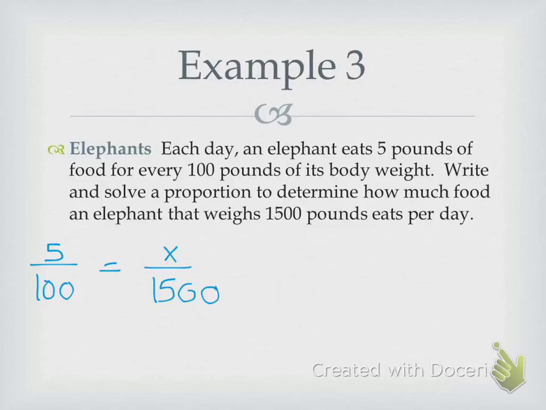Perfect. And then who used algebra to solve? Anybody use algebra? Anybody use equivalent ratios? Yeah, that's the one I would use too. So equivalent ratios, what's my missing link? 15. So what's 5 times 15? That's much more respectable, right? 75 pounds of food. That other one was just a little extreme.